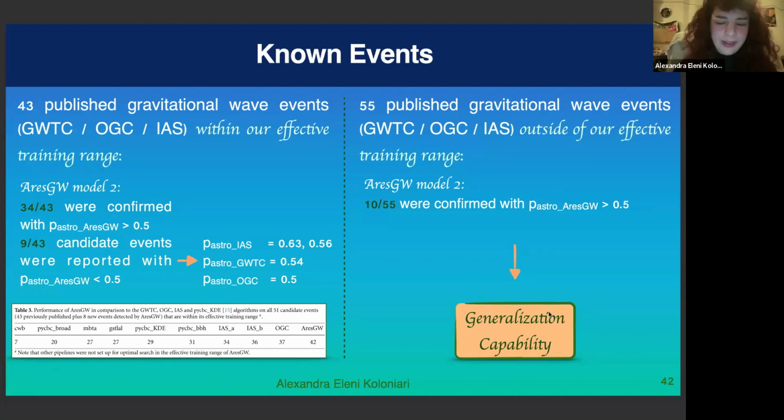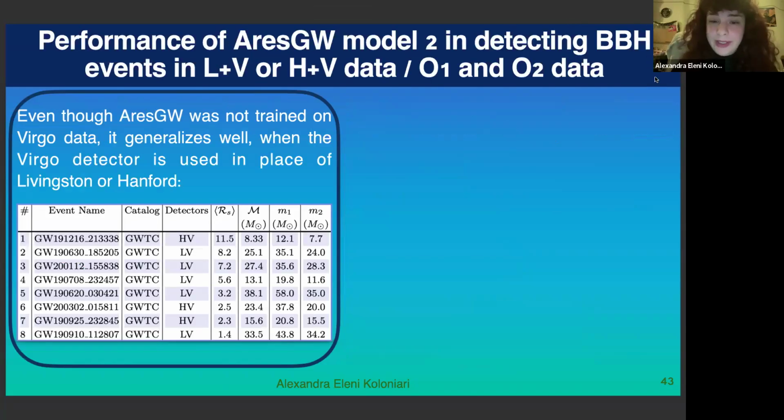We wanted to dive a little more into that, and we wanted to see if ResGW is actually good at understanding different noise that it has not seen before. So we also checked its performance on events that were detected by Virgo combined with one of the LIGO detectors, and on O1 and O2 data. And we saw that even though ResGW was not trained on Virgo data, it generalizes well when a Virgo detector is used in place of Livingston or Hanford. You can see here that it shows pretty promising rank statistic values.